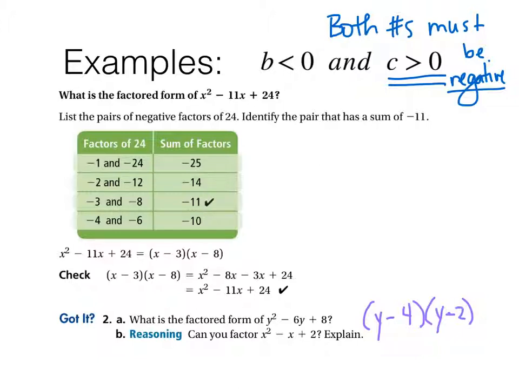Can we factor? So this one's different. B is different. It says, can we factor x squared minus x plus 2? Well, can you find factors of 2 with a sum of negative 1? I can't. The only factors we have of 2 would be negative 2 and negative 1, or positive 2 and positive 1. 2 is a prime number. 2 in itself are the only factors it has. So this one's impossible. So the answer there is no.